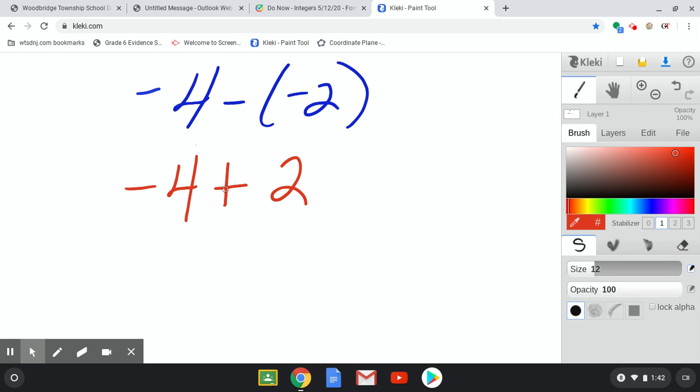Well, if the signs are the same, add and keep the sign. If the signs are different, subtract and take the sign of the bigger number.